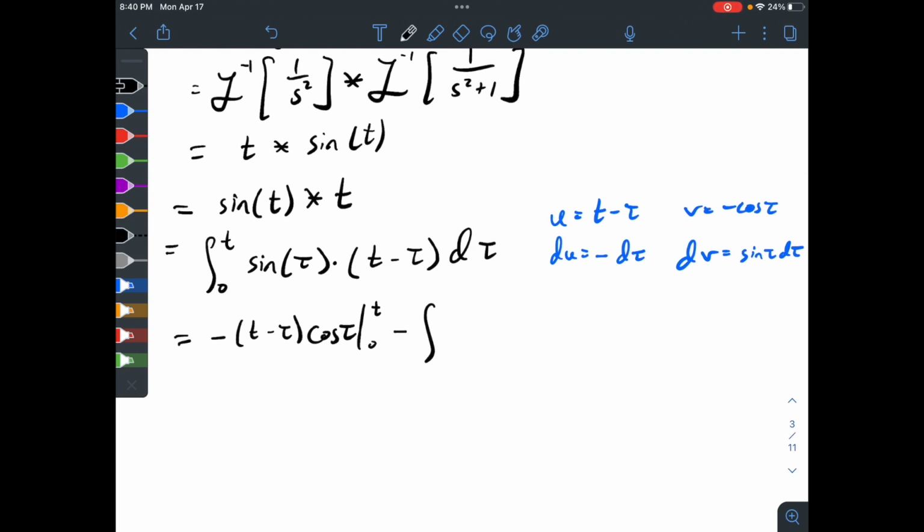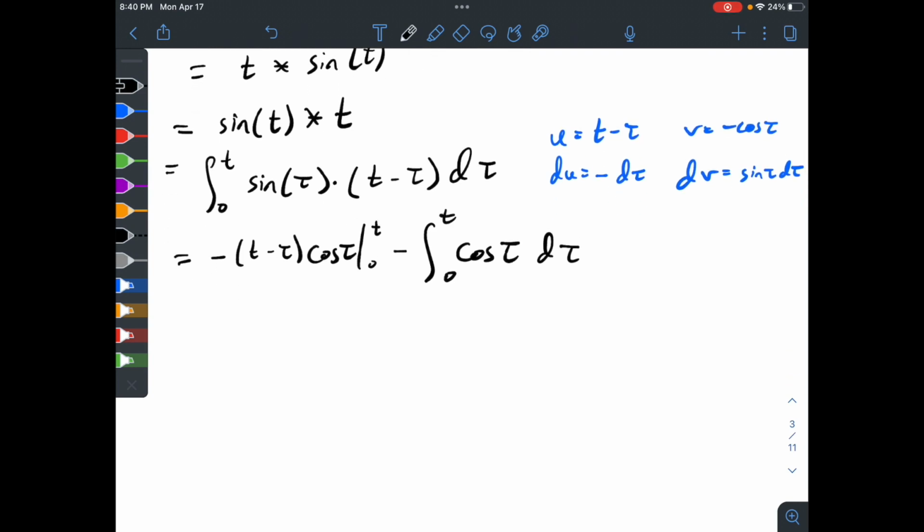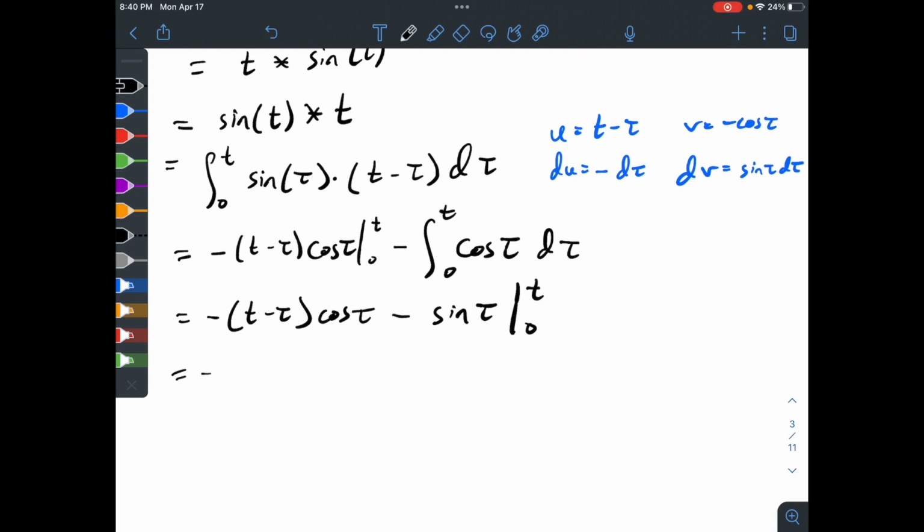Okay, and then minus the integral of v du. V is just cosine of tau, negative cosine of tau, and then du is negative d tau, so we got a double negative inside of there, then d tau. And then integrate from 0 to t. All right, so this is negative t minus tau cosine of tau, and then minus the integral of cosine, which is sine of tau. And everything now is from 0 to t.